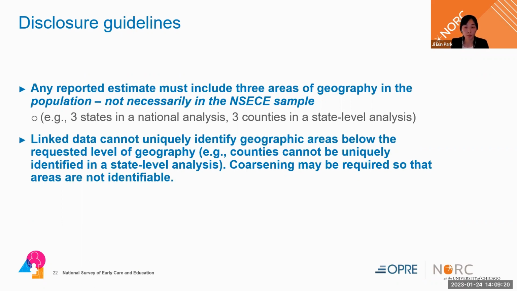And one of the big guidelines that we put is that any reported estimate must have at least 3 areas of geography in population. So if your analysis is at the national level, and your analytic sample are states that have a universal pre-K, then you're going to have to include at least 3 states that fit the criteria, that fit the definition of your sample.